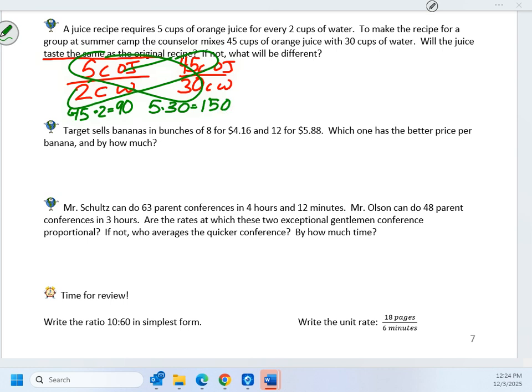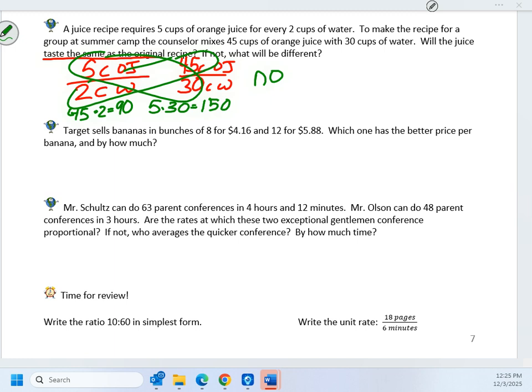Okay, is that a proportion? So is it gonna taste the same? No. So our first answer is no, it's not gonna taste the same. Second question, if not, what will be different? Is it gonna be more orangey tasting or more watery?